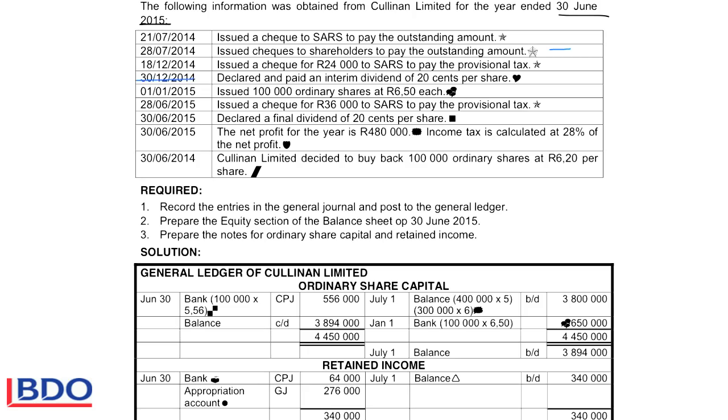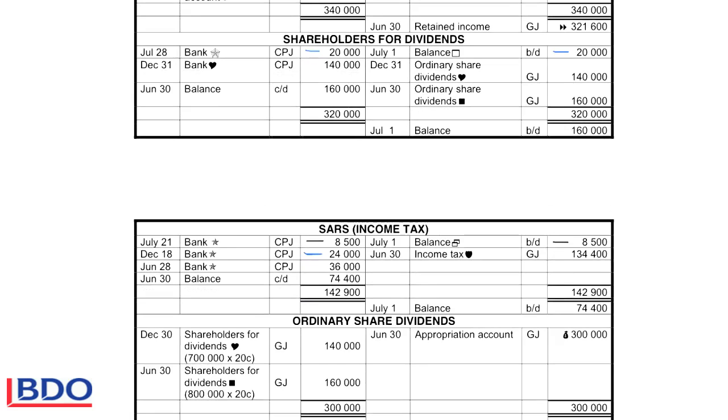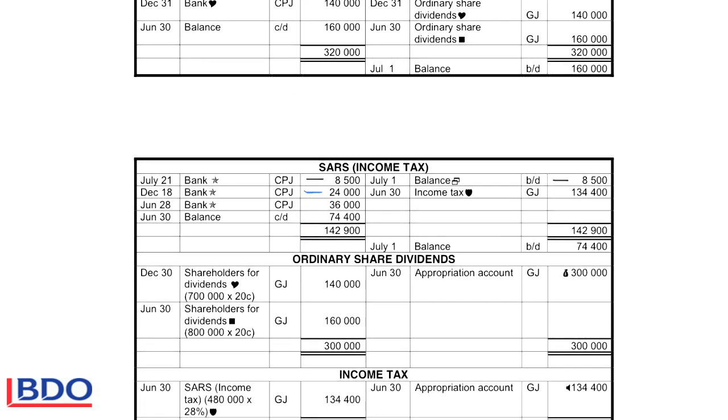Okay, then issued 100,000 shares at R6.50 each. So we are issuing more shares, so the capital will increase by 100,000 times R6.50, which is 650,000 rand. That means we had 700,000 shares at the beginning of the year, plus this 100,000, so the shares in issue at this stage is 800,000 shares. The capital value at this stage is 4,450 million.